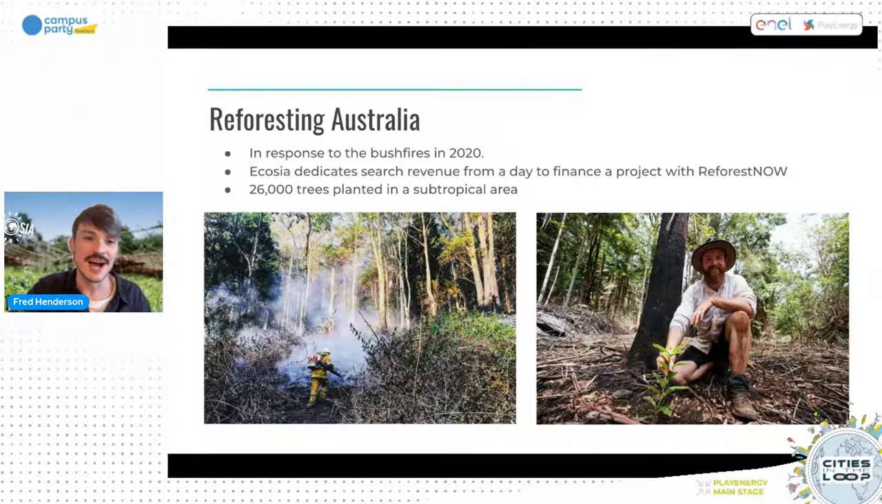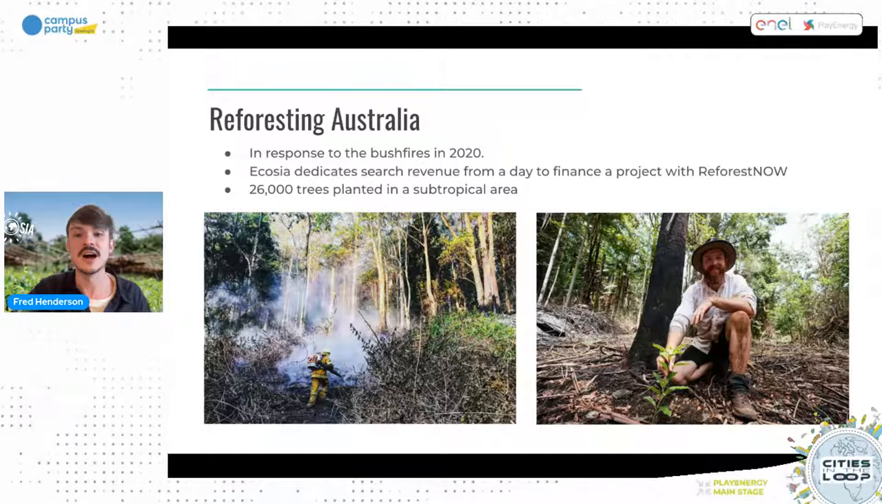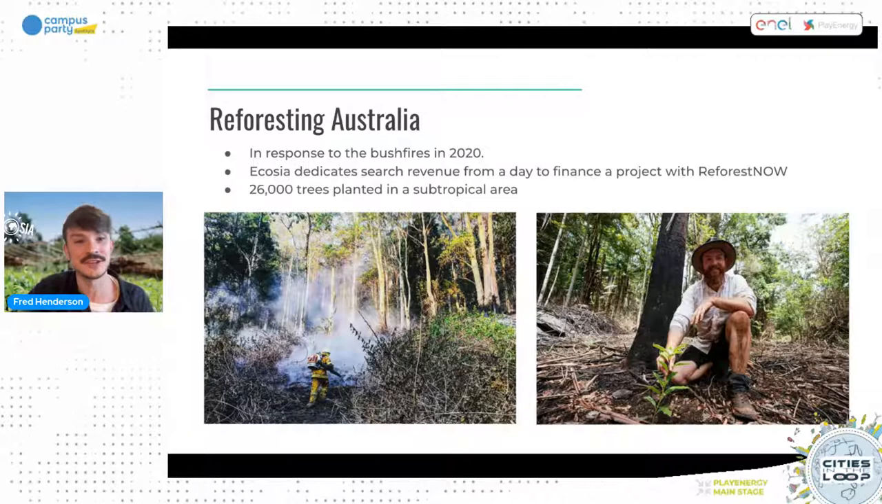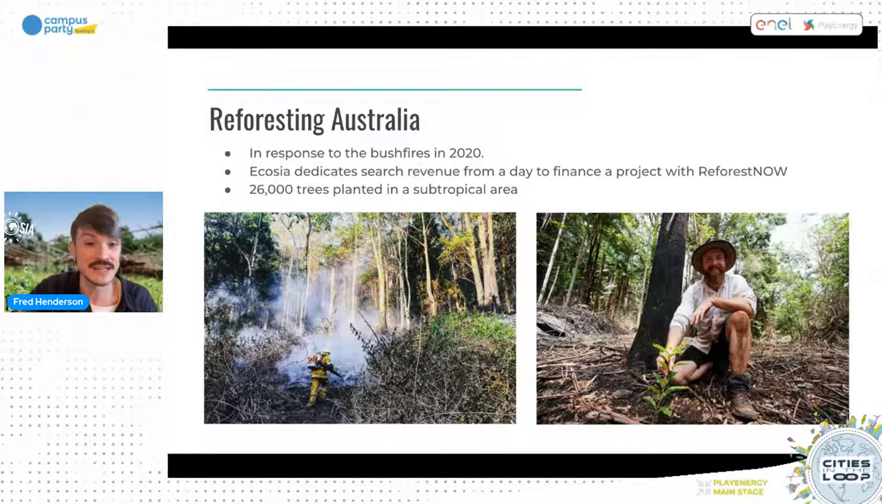And so the way that we did this is we found a trusted partner called Reforest Now, and we dedicated all of the revenue that we received from our users to finance this project. And we launched a marketing campaign. So we were encouraging our users to search for Ecosia on this day because all of those searches are going to help to plant trees in Australia. And we were able to raise enough money to plant over 26,000 trees in this subtropical area, which never should have been affected by the seasonal bushfires.